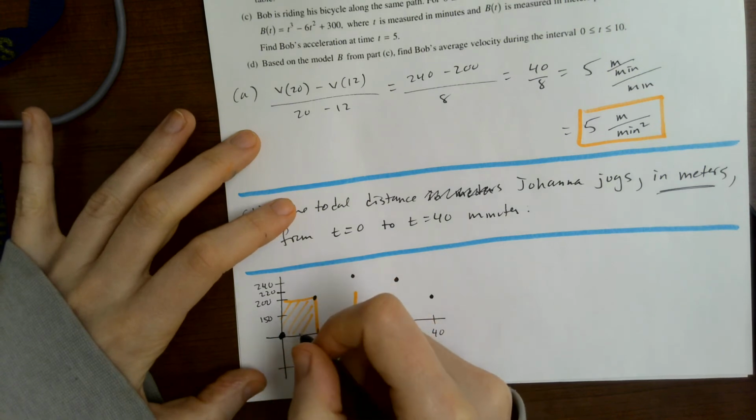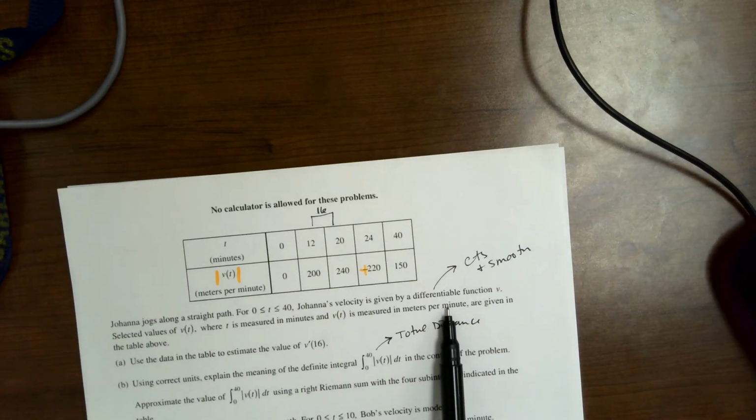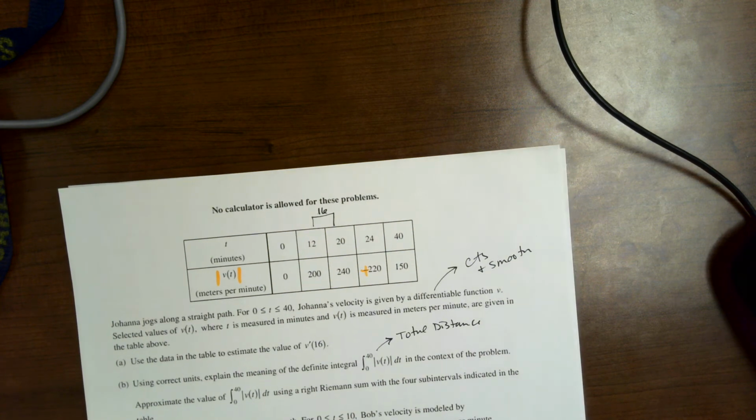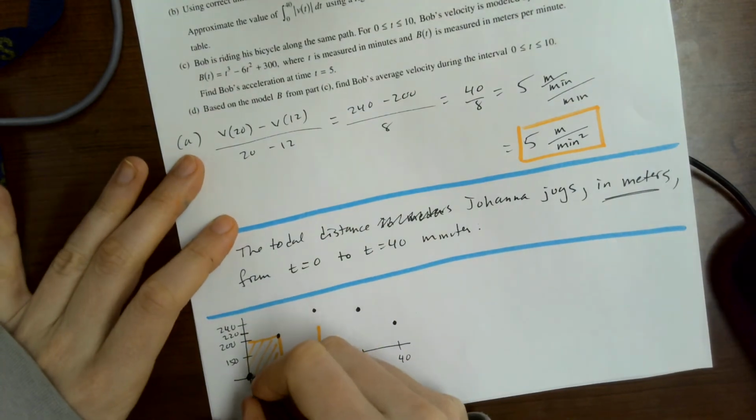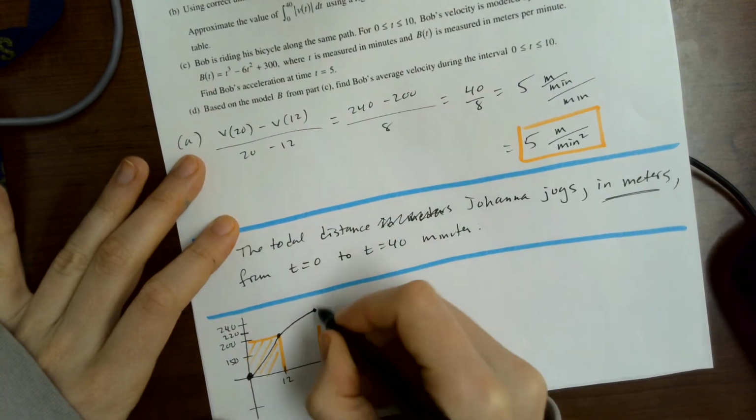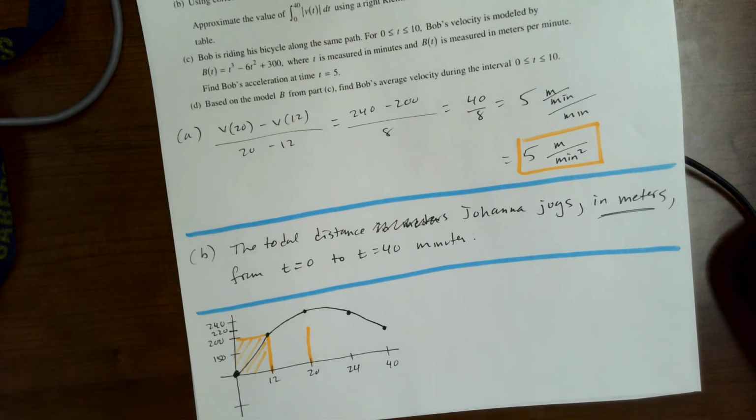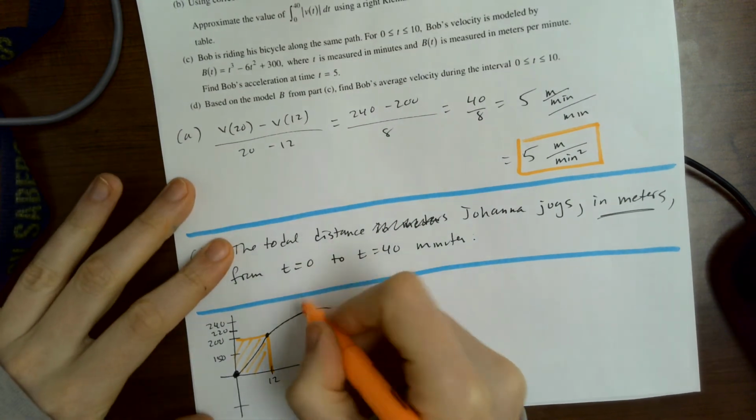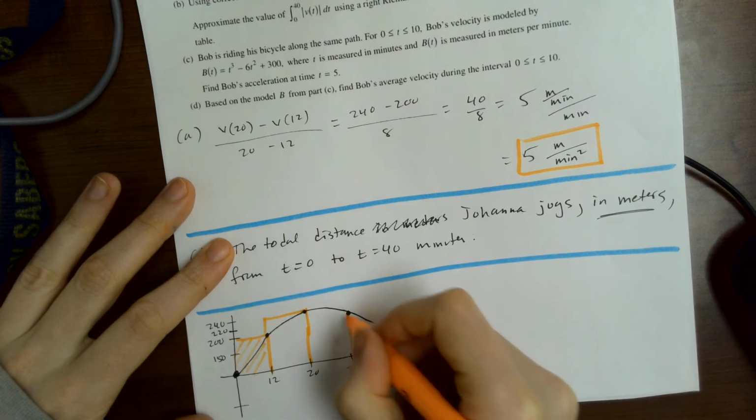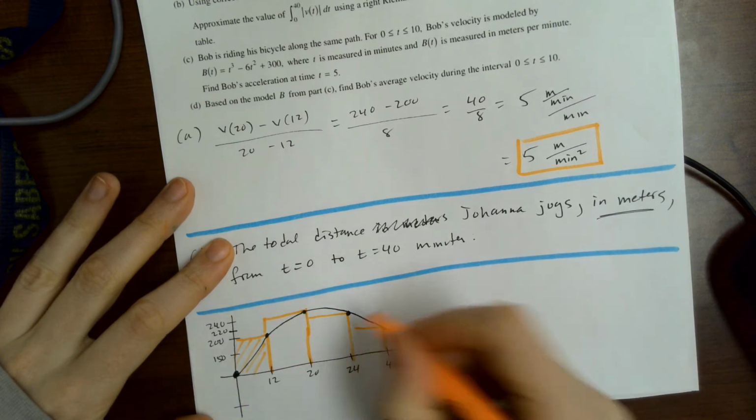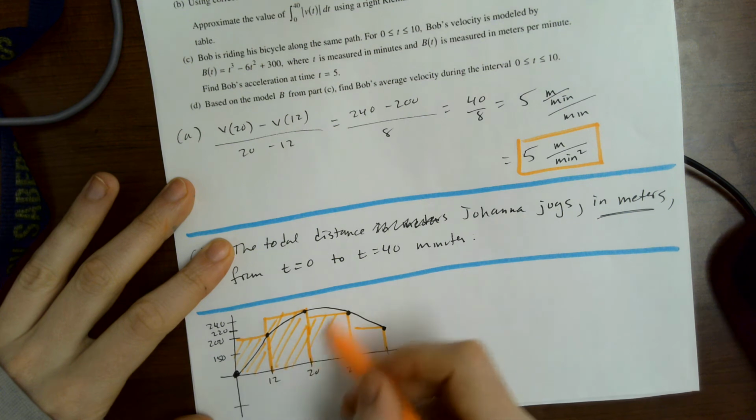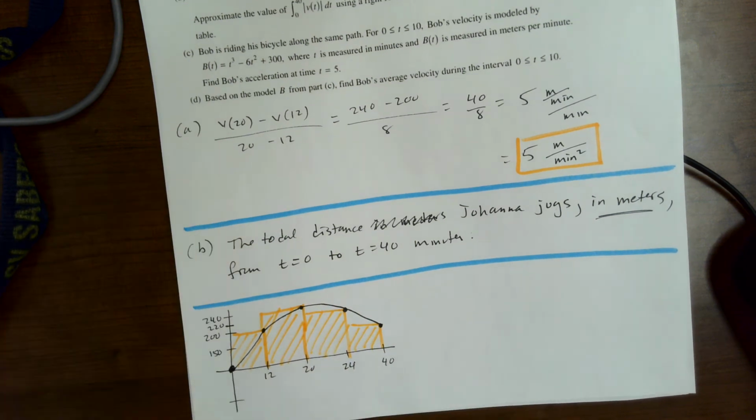And then, guys, because Joanna's velocity is differentiable, it is continuous, so I need to connect these dots. Okay, so I'm connecting those dots. I forgot to do that. And then I go here, and there. Okay, so I'm using the right endpoint to go up to the graph from there. And then you find the areas.